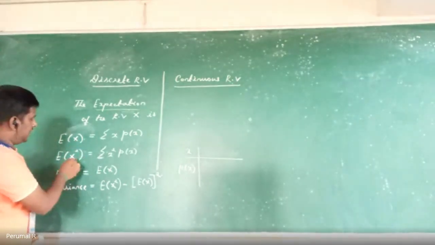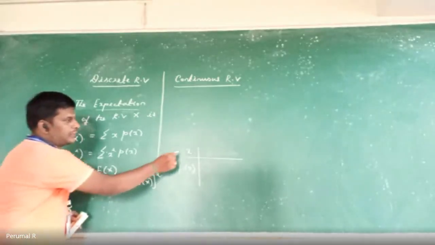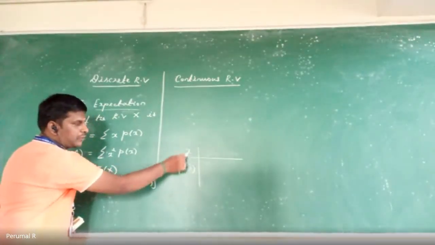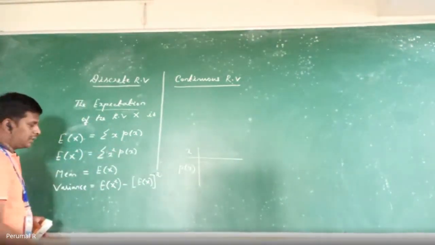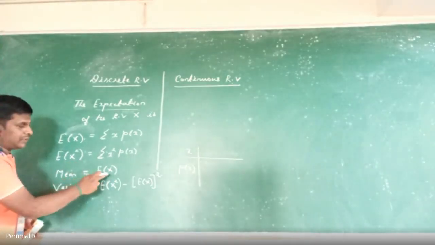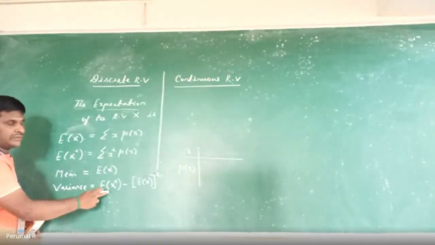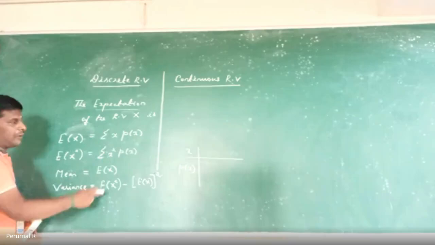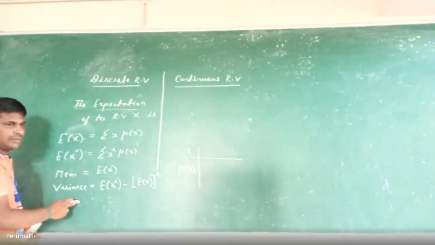The next one is expectation of x square. Expectation of x square means we square all the values of the random variable, multiply them with the corresponding probability values, and then finally take the summation. So this is expectation of x squared. Then mean of the random variable is nothing but expectation of x. Variance of the random variable is expectation of x squared minus expectation of x whole squared. So these are the formulas for finding the expectation, mean, and variance of the random variable.